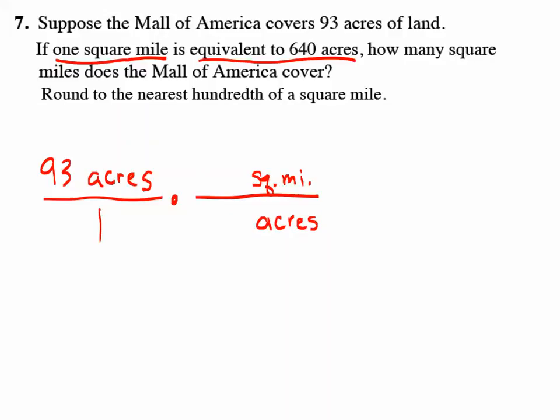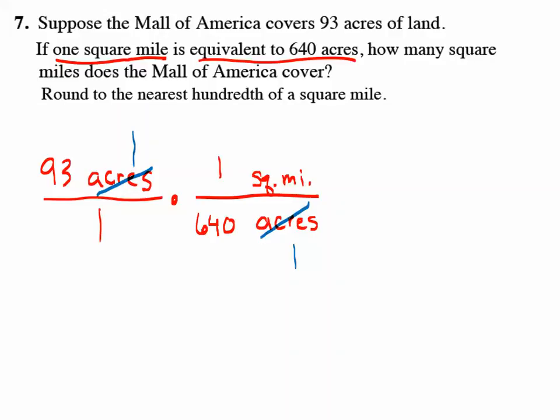The abbreviation for miles is MI. Be careful, if you just put M by itself, you're just saying meters, and that's not good. So you can either write down MILE if you like, or just MI for the abbreviation. So the 640 goes on the bottom, the 1 goes on top. Perfect. The acres are canceled because we're trying to cancel out units.